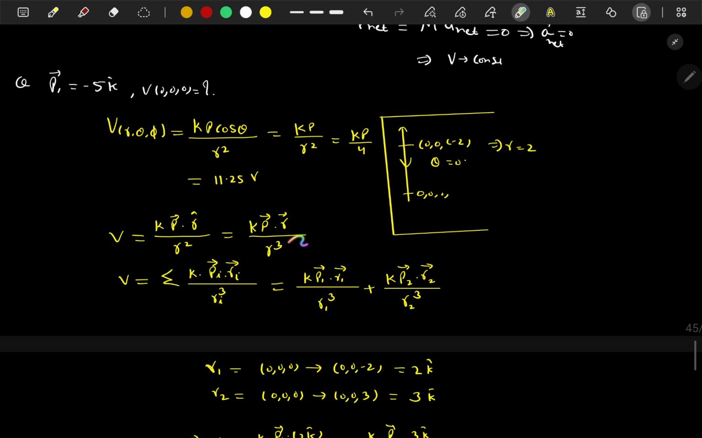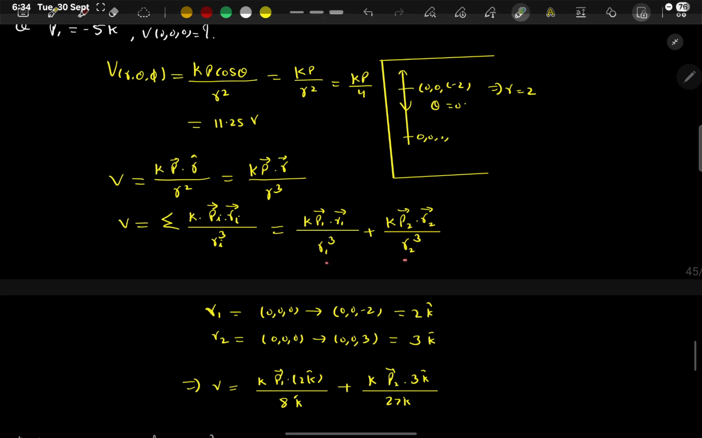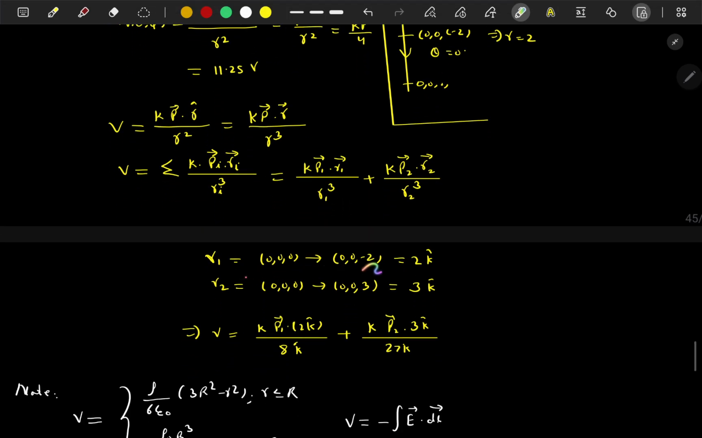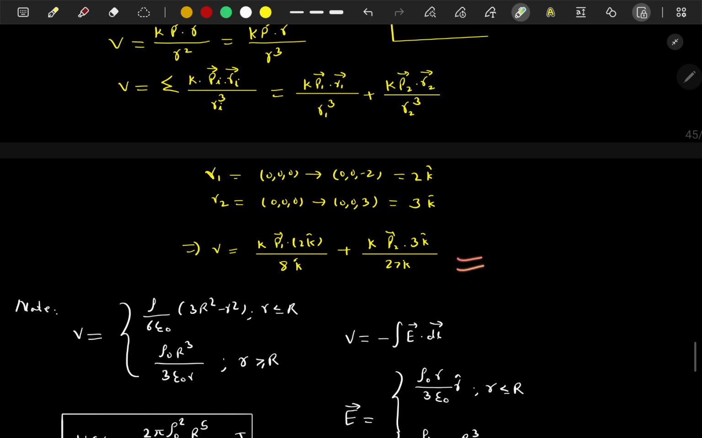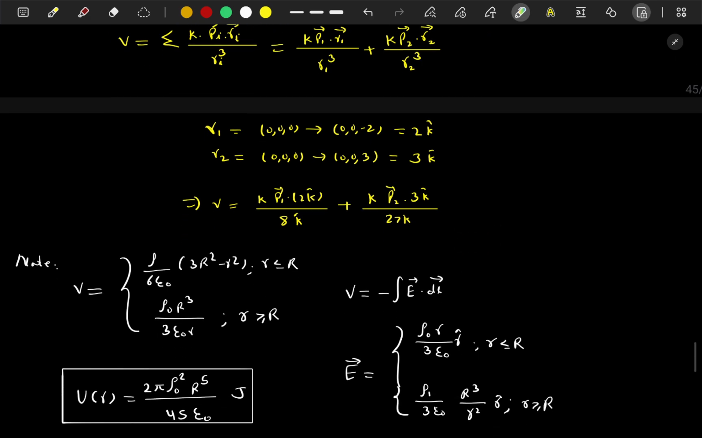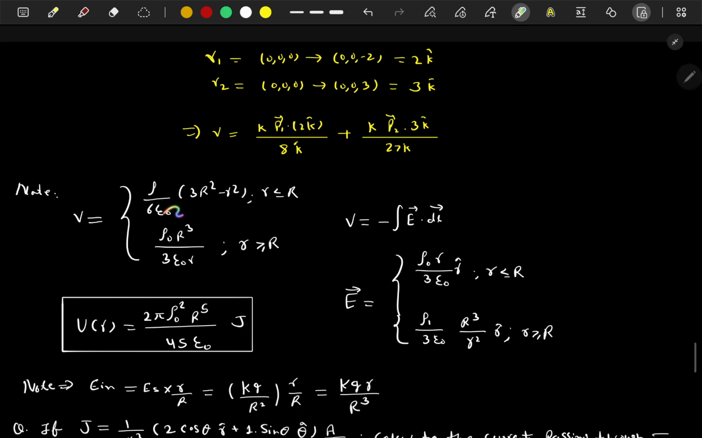It can also be written as Kp dot r upon r cube in vector form. If there are two distances, then r1 cube, r2 cube. So here r1 is (0, 0, minus 2), that is 2 z cap, and r2 is 3 z cap. Just put them here and you will eventually solve the question and choose the right MCQ option in the given question. Now the volume is 6 rho upon 3 r square minus r square, and this is the potential. Okay, we know this. This is just revising.